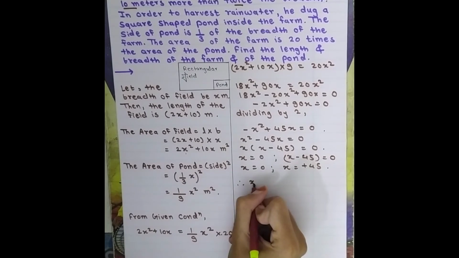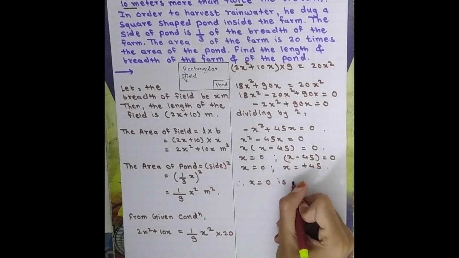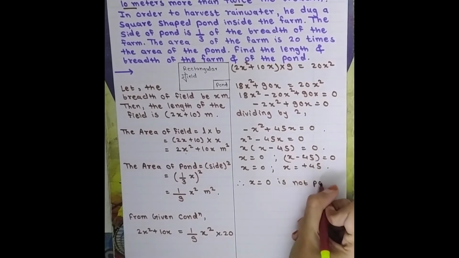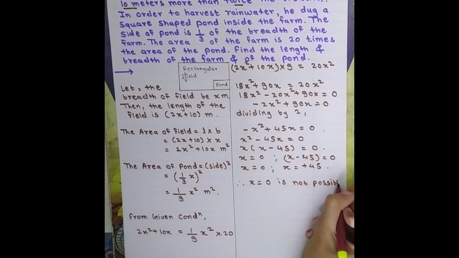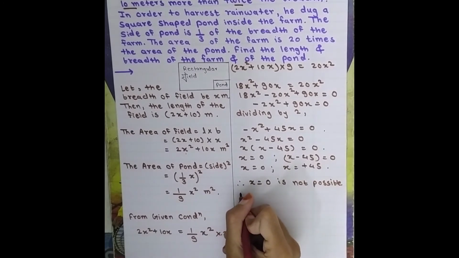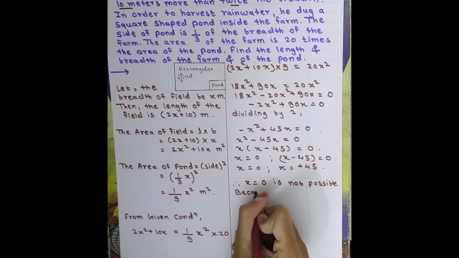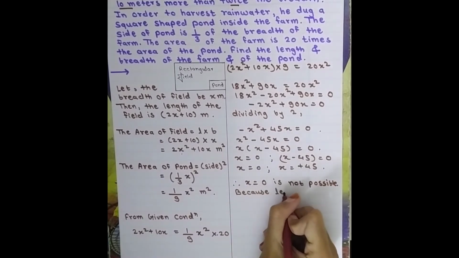Therefore, x is equal to 0 is not possible, because the length cannot be 0.